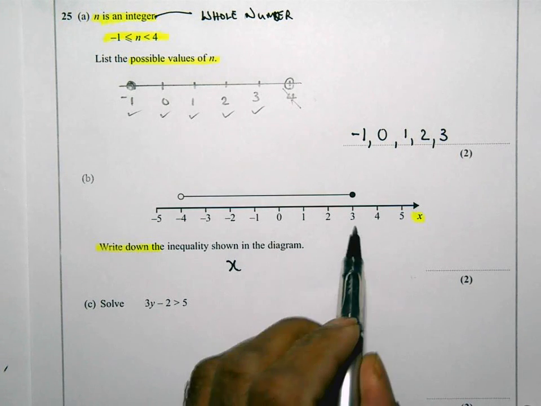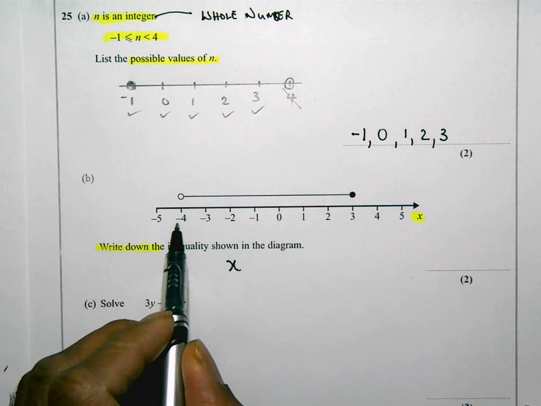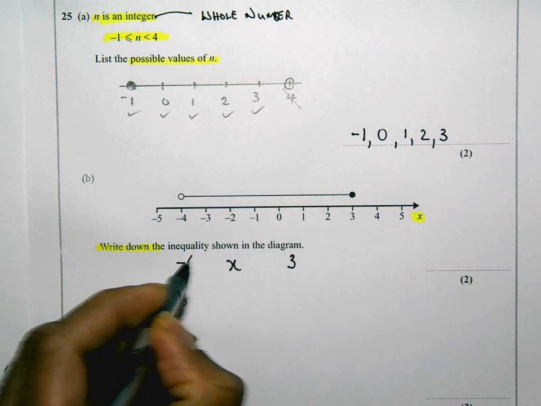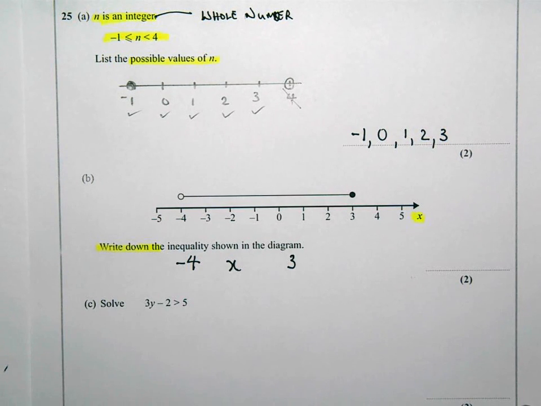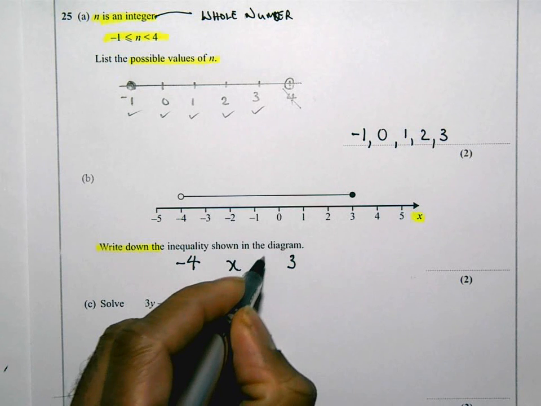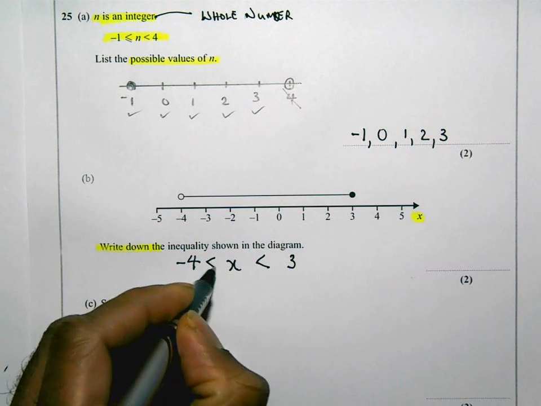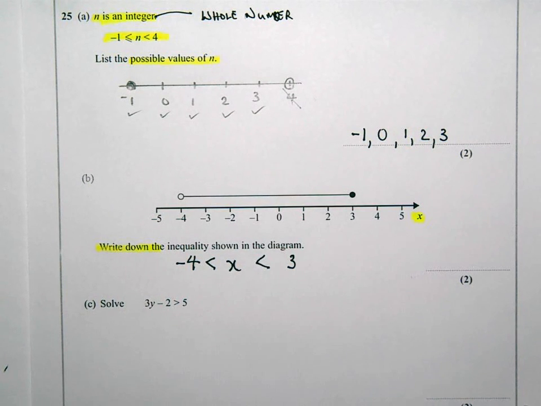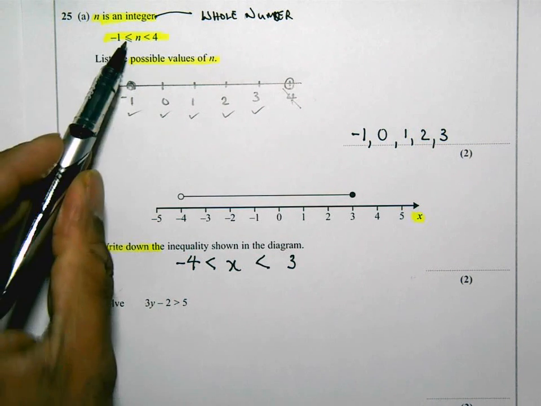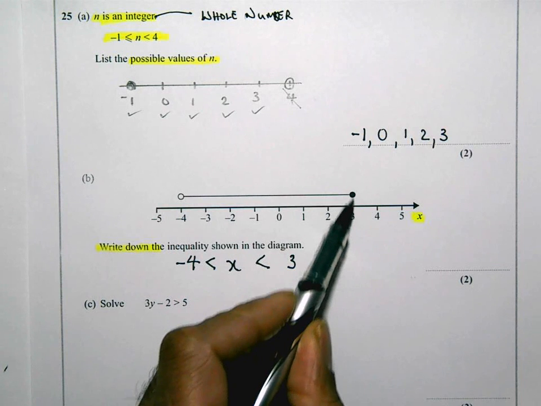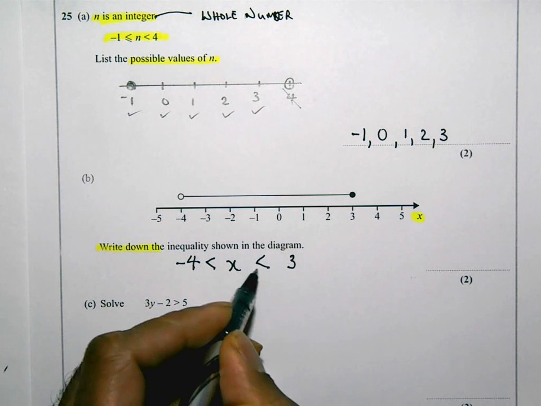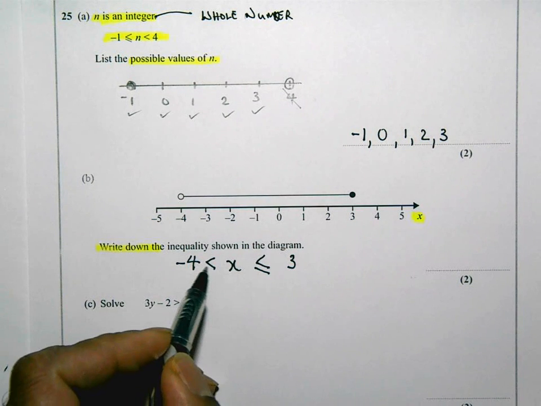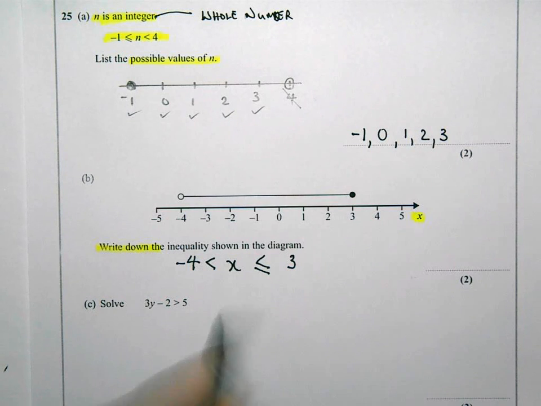So at one end I have 3, and at the other end I have minus 4. So I'm going to put 3 and minus 4 on either side of X. I'm going to put the same signs in, the sort of less signs in there. So minus 4 is less than X, and X is less than 3. But unlike this one here, that circle there is solid, so that means X could also be equal to 3. And that circle there is empty, so I don't need to put an equal to sign there. And I'm just going to write that into my answer space.